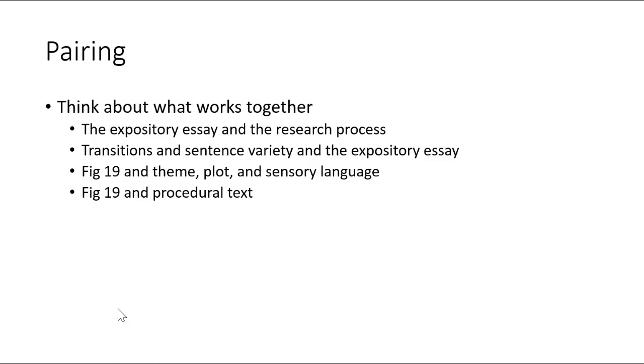We need to think about what works together this 6 weeks. The expository essay and the research process, to me, partner, because you wouldn't have to do two separate pieces. You could do research to write your expository essay. Transitions and sentence variety go right into your essay as well. And then Figure 19 goes with theme, plot, sensory language, and your procedural text.